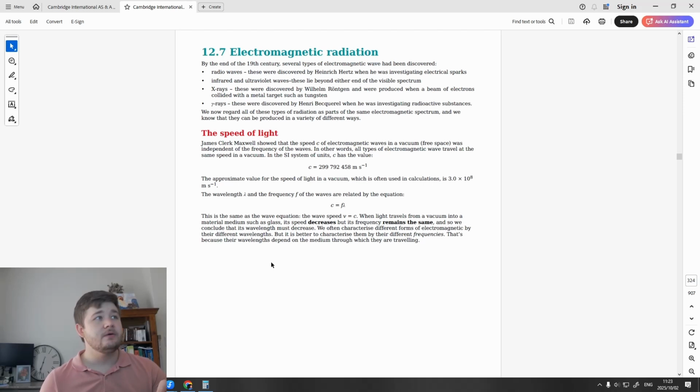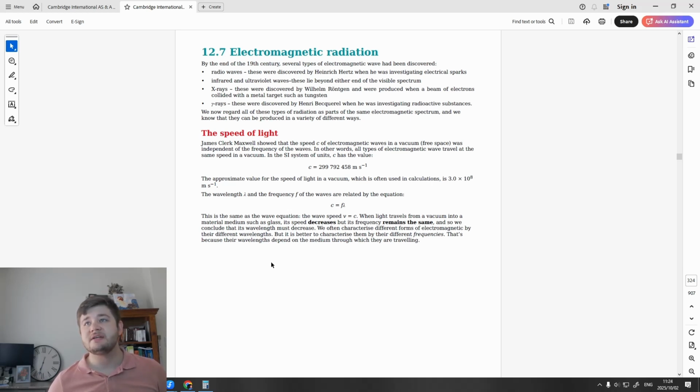Okay, so here we have the same information that we just discussed, which is basically that the speed of light is 299,792,458 meters per second, but that's a mouthful, so we use an approximation, which is 3.0 times 10 to the power 8. Again, reiterating that fact from earlier, when light travels from a vacuum into a material medium, glass, water, air, whatever it may be, its speed will decrease. However, its frequency remains the same. Therefore, the wavelength must decrease.